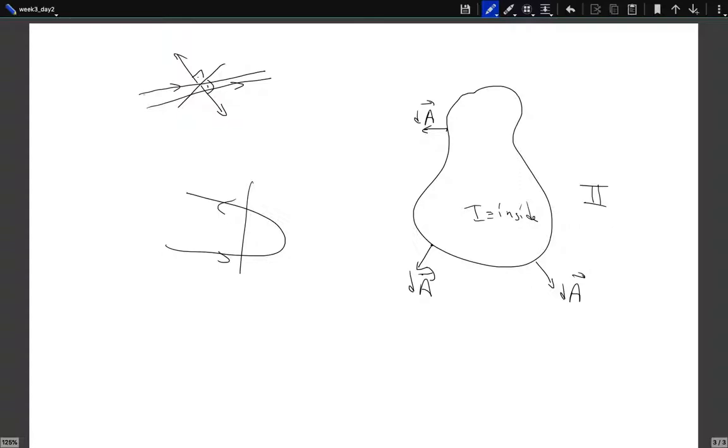So I could have chosen the area vector to be pointing in the opposite direction. In that case, I would be defining the outside as the inside, and this one will be the outside. Again, it's just a definition. It doesn't really have a deeper mathematical meaning.